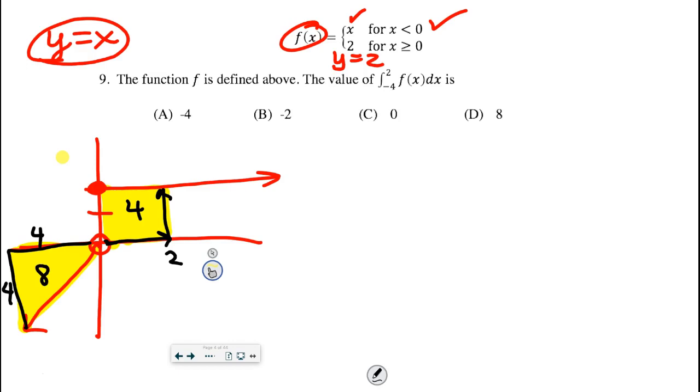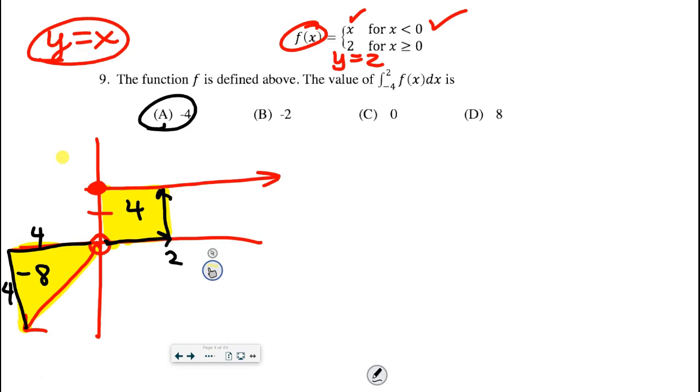Although this is 8, the answer is not 12. I don't even see 12 there, which would have been a good distractor, I think. Why? Because it's below, it's a -8. So that's A. Do you think that one was hard, Peyton?